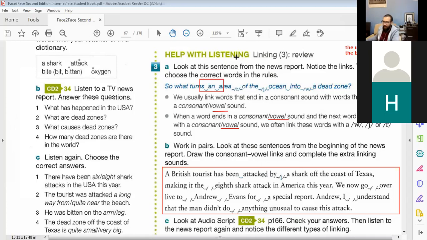The coast of, can you see this? Coast of, consonant, vowel. This is a link. And vowel, yes. Coast of Texas. Making it, what letter should we add here? What added sound? Yeah, exactly.